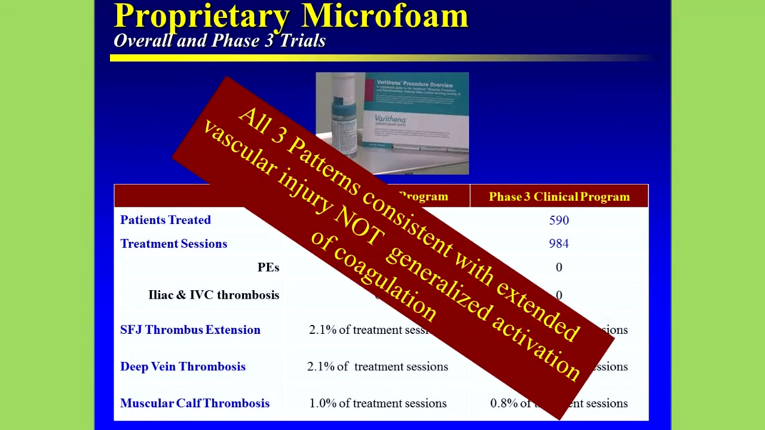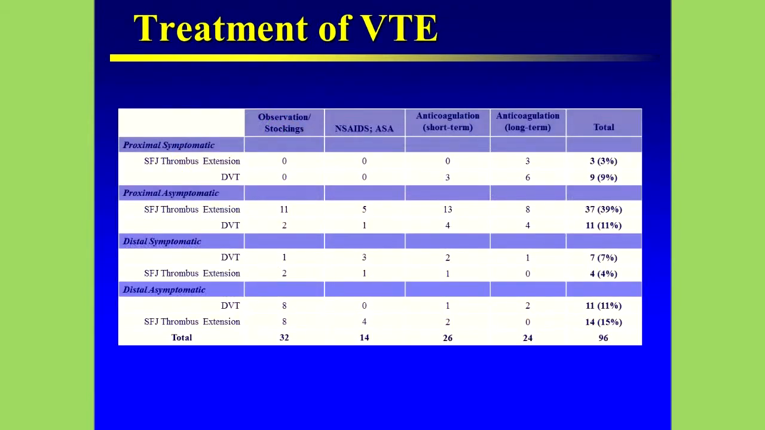If you look at these closely, they divided these into saphenofemoral thrombus extension, deep venous thrombosis of the main axial veins proximally, and then muscular calf vein thrombosis. All three of these patterns are consistent with extended vascular injury, not generalized activation of coagulation. The saphenofemoral thrombus extension is from injury proximally, while deep venous thrombosis and muscular calf vein thrombosis are usually from propagation through perforating veins. I did look at all of the ultrasound images in these trials in the phase 3 clinical program, and almost all of the deep venous thromboses are consistent with propagation through a perforator.